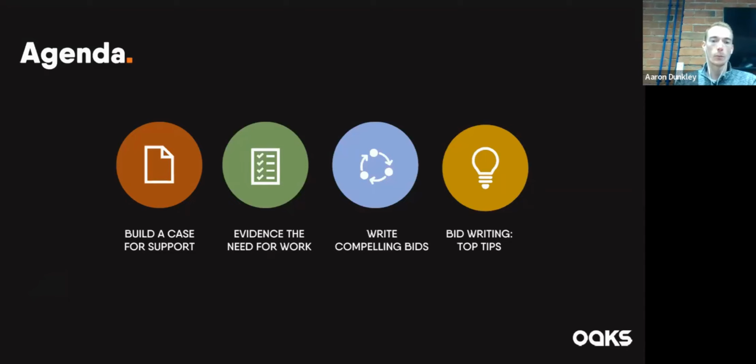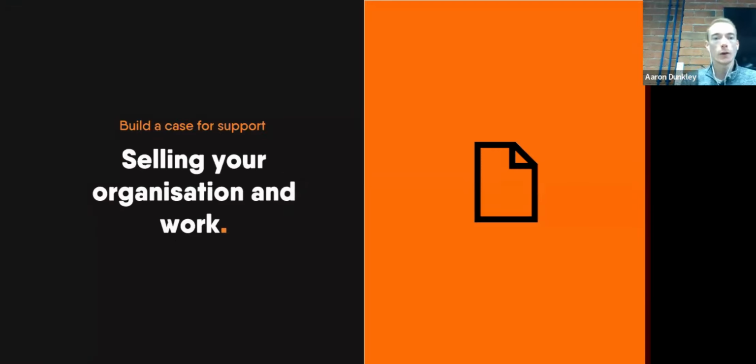The first couple of sections on the agenda are focused on the quality of the content that you can and should include in an application. The second two parts of the agenda are focused on including it in a really effective way, so more on the writing side of it. Firstly, building a case for support and how to go about selling your organization and work.